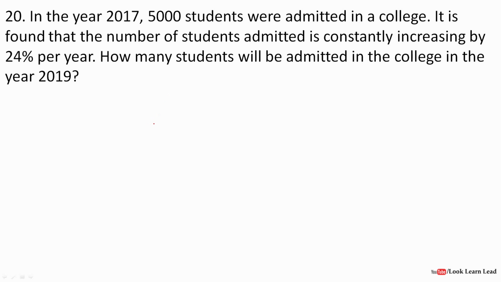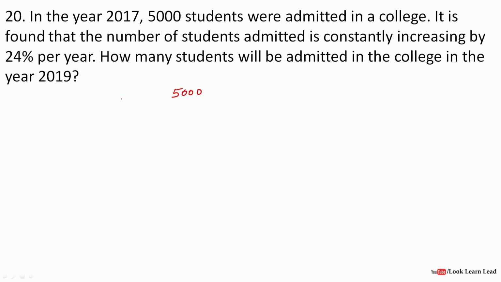In the year 2017, 5,000 students were admitted in a college. It is found that the number of students admitted is constantly increasing by 24% per year. Whenever population types of question are there, or growth of a tree, like the height of a tree constantly increasing 2 centimeters per year, where the constant increase is in terms of percentage.